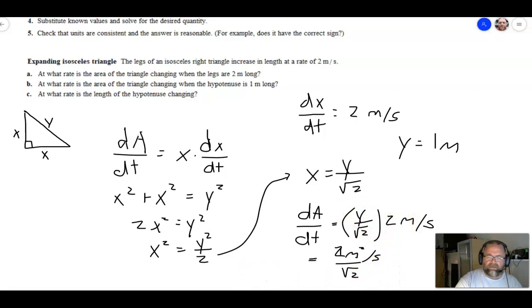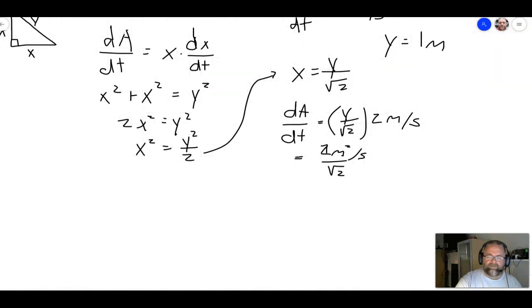And I know that didn't come out very nice. I'm having a hard time with my mouse. So let me make that a little bit cleaner. And I'll also multiply the top and the bottom by root 2. So the final answer will be root 2 meters squared per second. So that's the rate of change of the area of this, oh my gosh, I can't remember, the isosceles triangle.